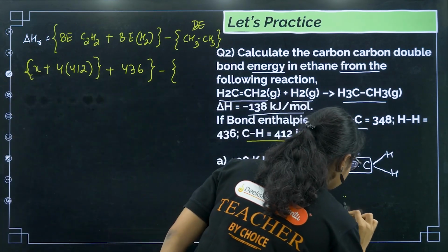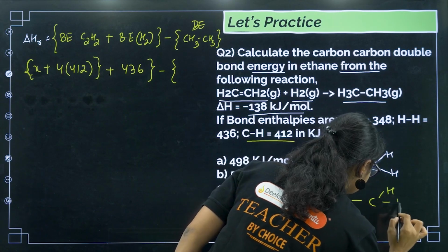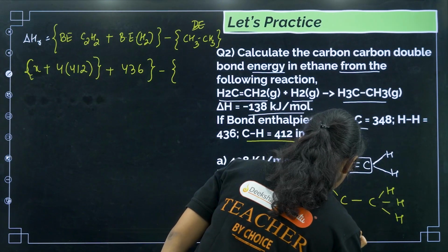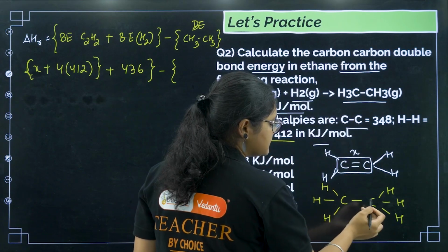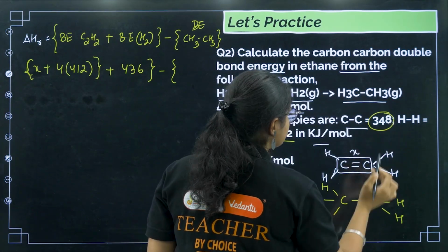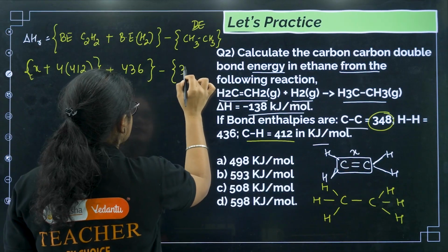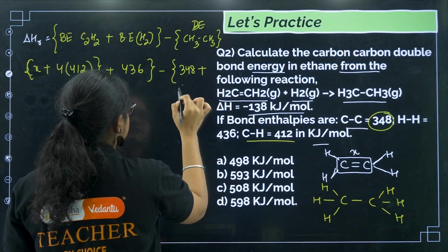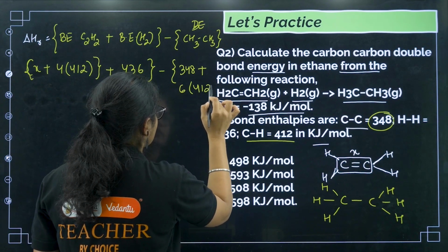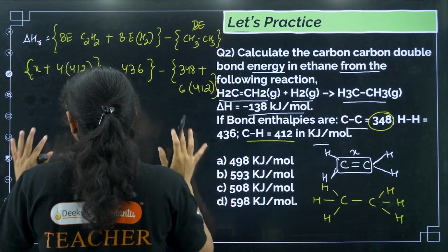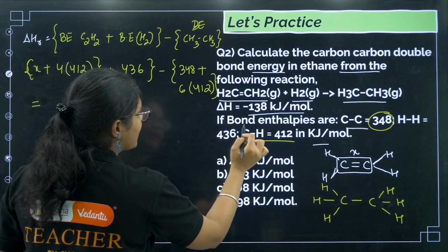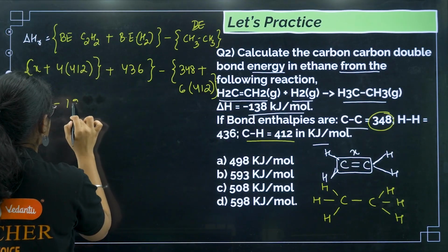So if you see the structure of CH3, it is like this. So there is one CC bond and we have 6 CH bonds. So CC bond is 348, so that is 348 plus 6 times the CH bond, which is 412. Okay. Now this is equal to the enthalpy of reaction, which is given to you as minus 138.